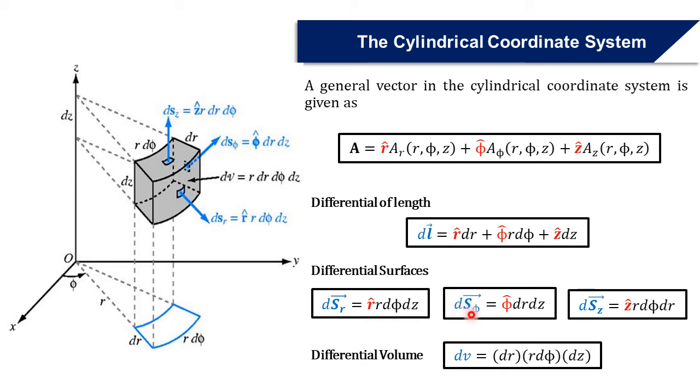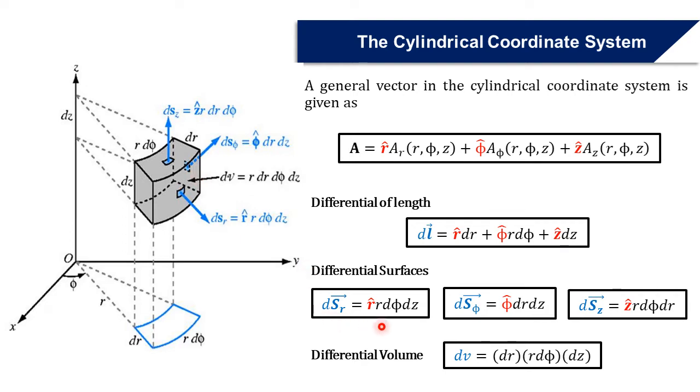Yung differential surface naman in the direction of phi is equal to phi hat dr times dz. And yung ating differential surface in the direction of z is equal to z hat r d phi dr. So, nasan ba yan dito sa ating illustration? Yung ds of r, yan. Yan. Diba? Yung ds of phi, ito naman yan. Itong square na to, yan yung ating area, surface area.